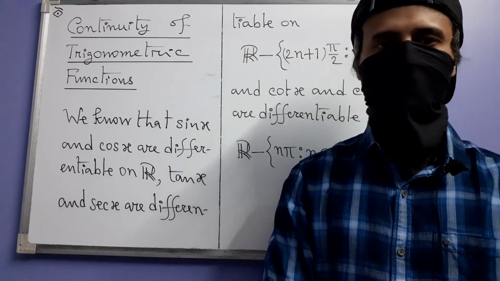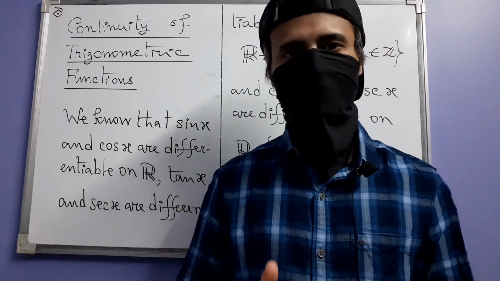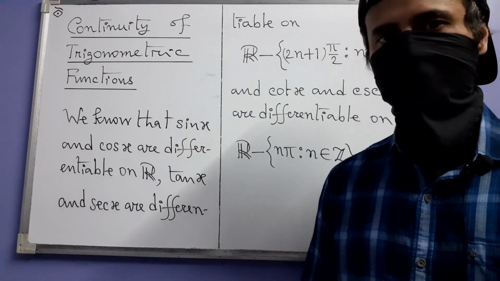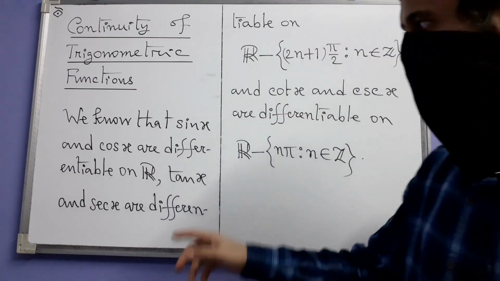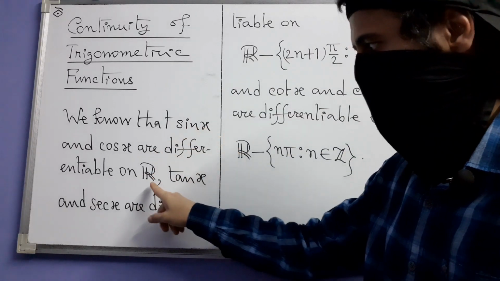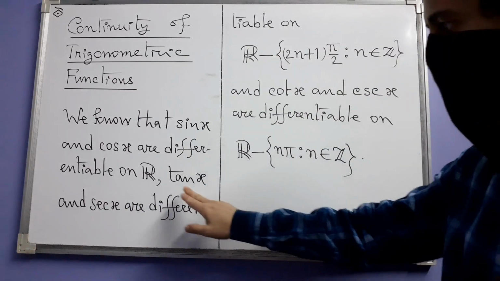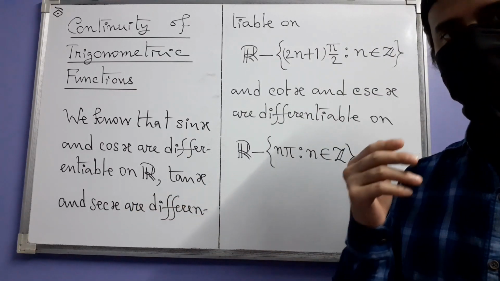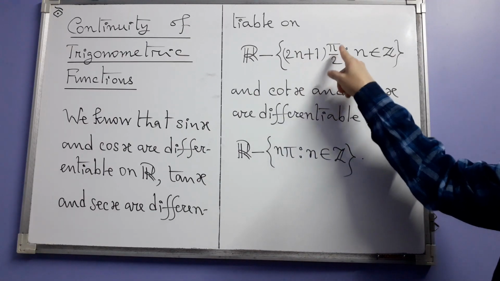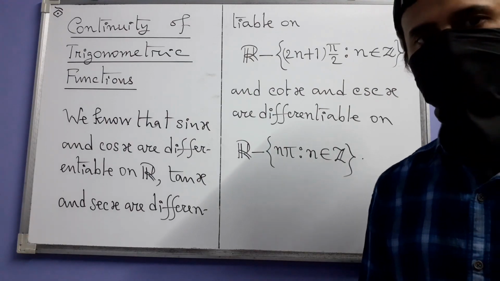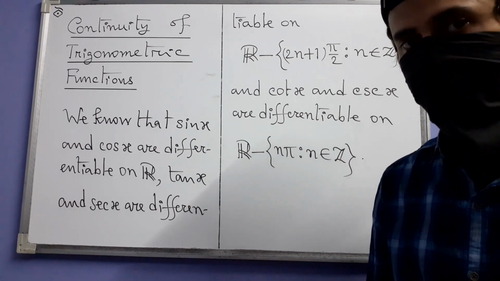So today we are going to discuss continuity of trigonometric functions. We have recently seen in the previous videos that these functions are differentiable on their domains. For example, sin x and cos x are differentiable on R, on the entire set of real numbers. Tan x and secant x are differentiable at every real number, both of them, except at the odd integer multiples of pi divided by 2, because these are the real numbers where these functions are not even defined.